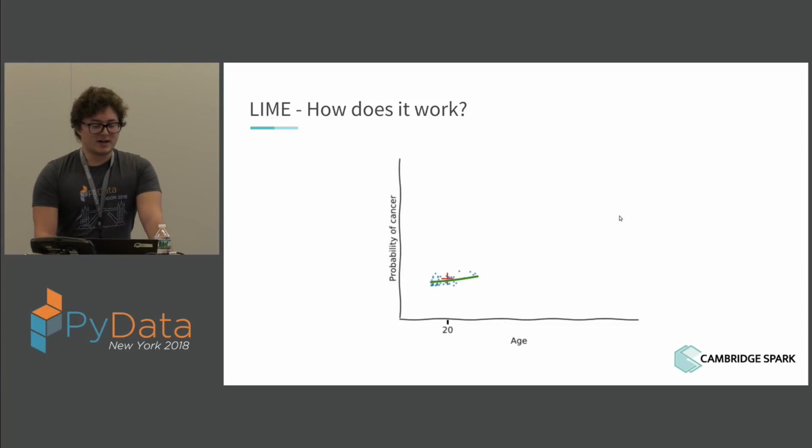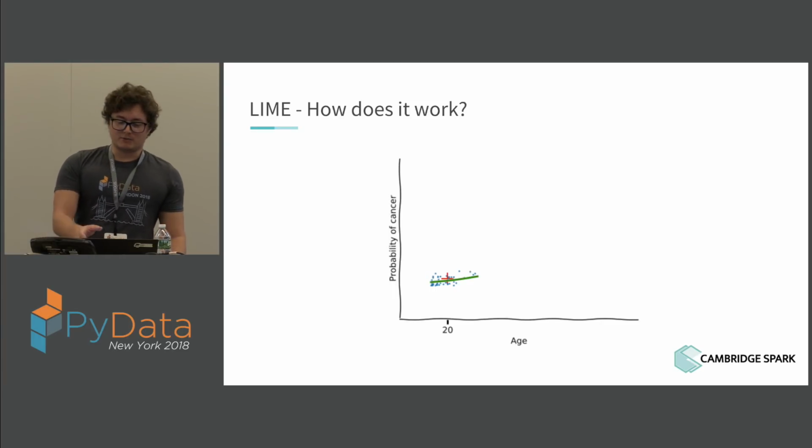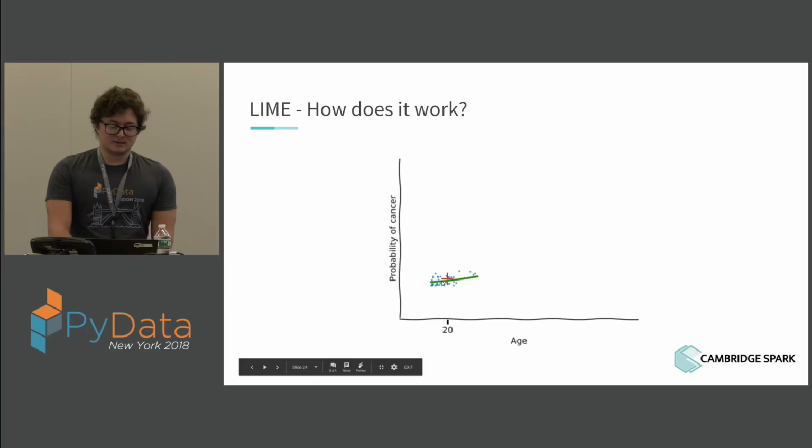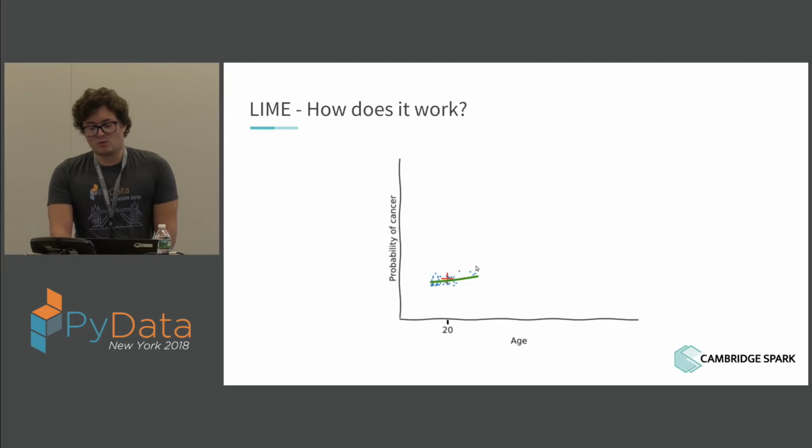And once it's done that, it's able to fit a linear regression. So here we're not in the binary case anymore. We have probabilities and we fit a linear regression in that. So here, once it's done that, it can tell that around 20 years old, adding 1 year doesn't seem to have much impact on the probability.